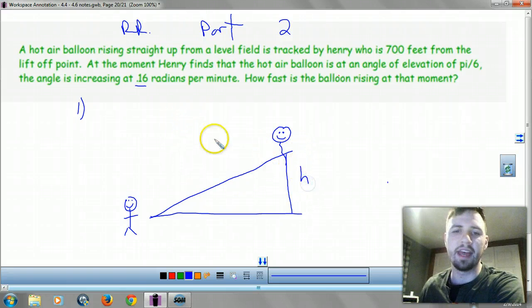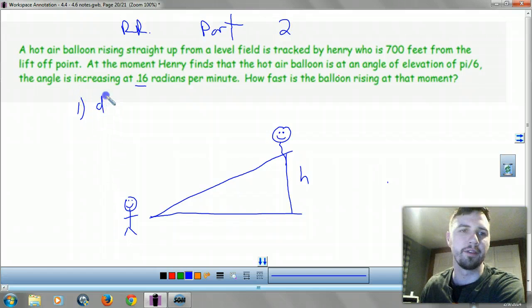So if we call this h, the height, we're looking for dh over dt. Everybody's a critic in this house.